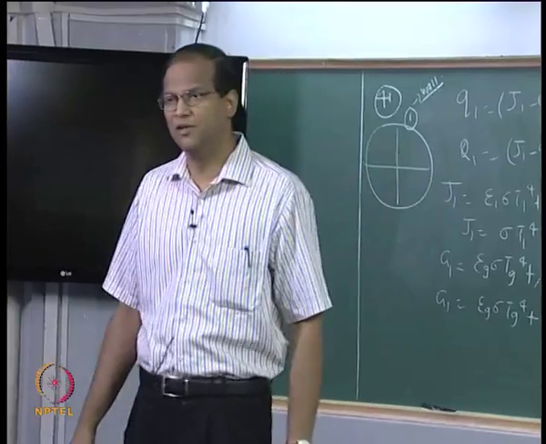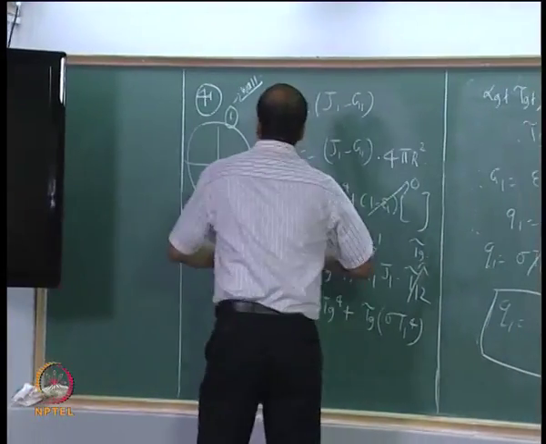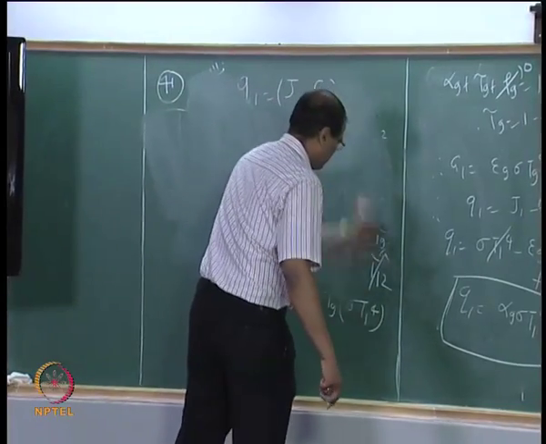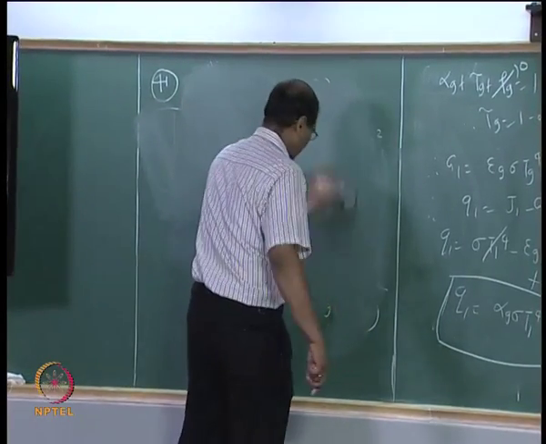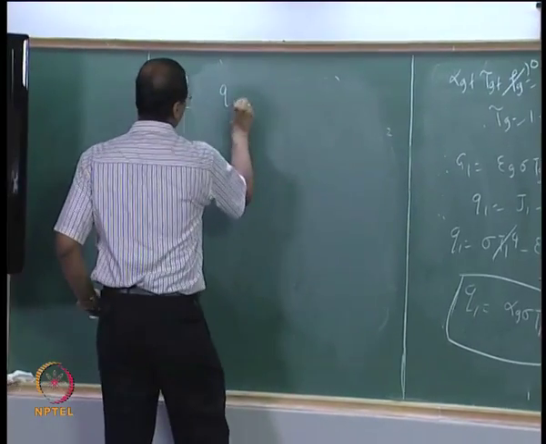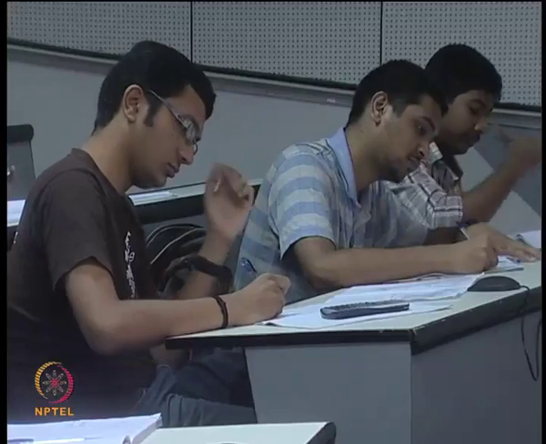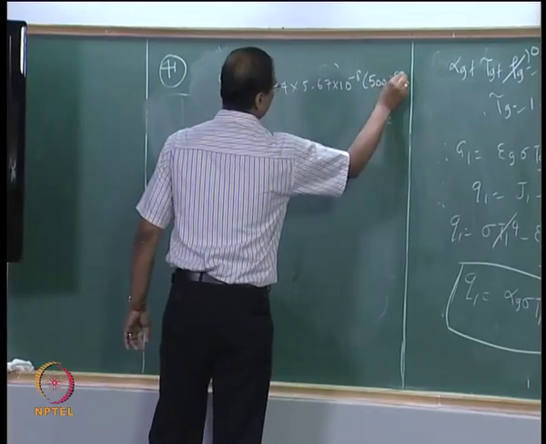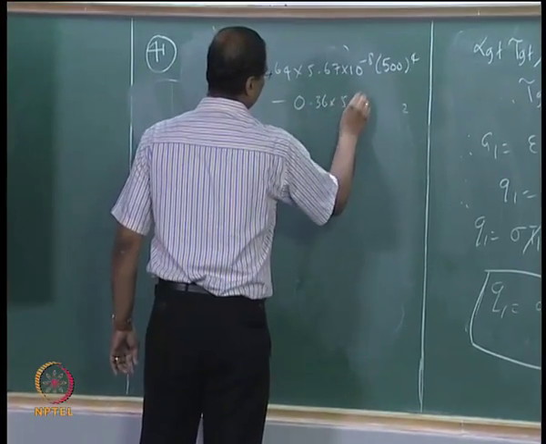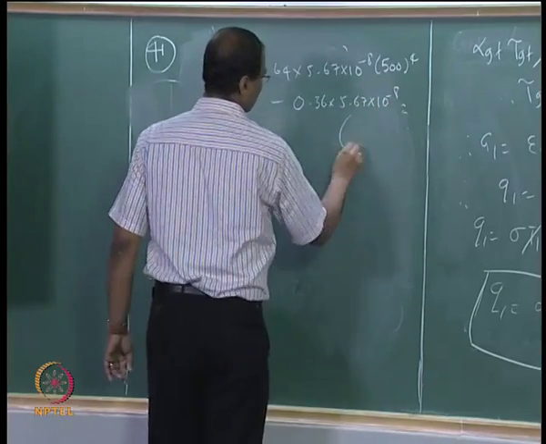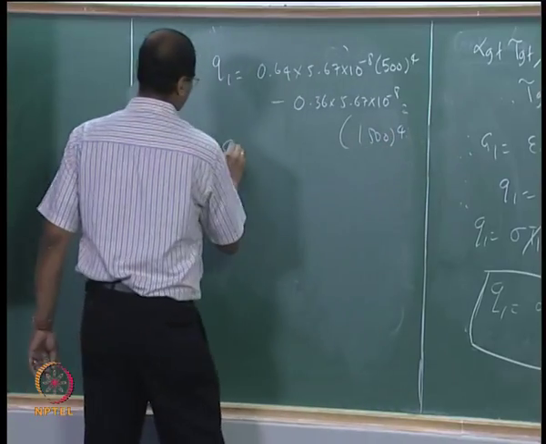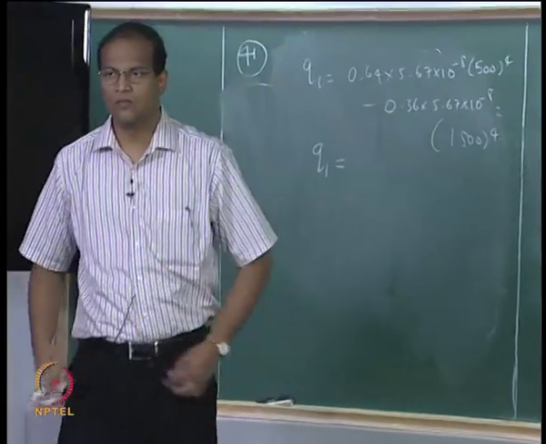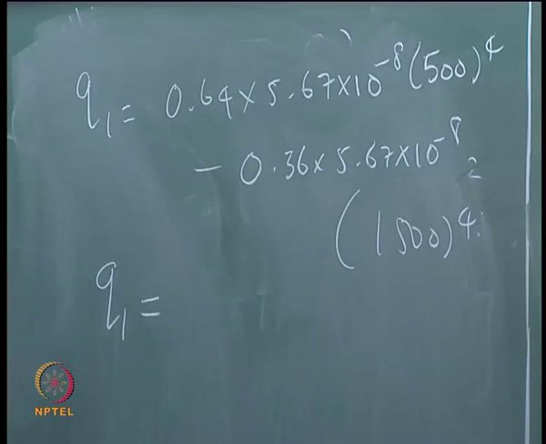Yeah, put in the values. Get me the value of Q1. What is alpha g? 0.64. You got alpha g plus epsilon equal to 1, is it? That is strange. Okay. Need not happen always.